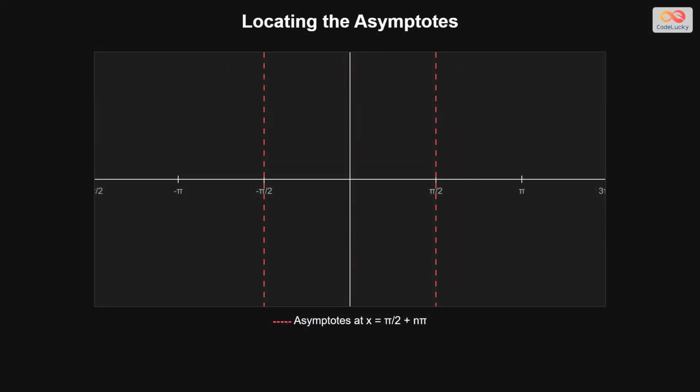These asymptotes appear at regular intervals. The first one is at pi over 2. Because the circle is symmetrical, it happens again at negative pi over 2. In fact, every time you move 180 degrees, or pi radians, from an asymptote, you hit another one. These dashed red lines represent the zones where the graph cannot exist.